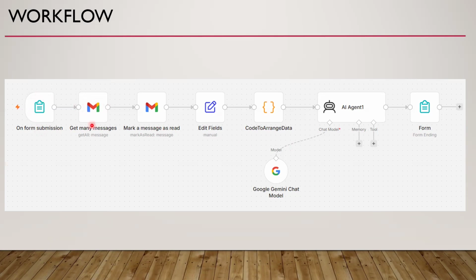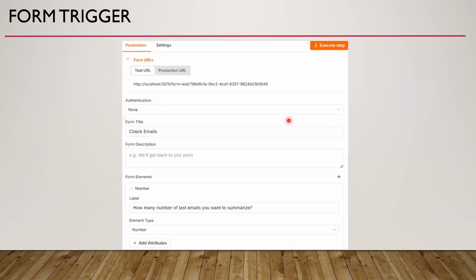This is to get the many email messages, and this is to mark the message as read, and this is to compile all the previous information so that we can feed to the code node here. And this code node is to arrange the data in a particular format, and then our Gemini chat model and AI agent will do the summarization work.